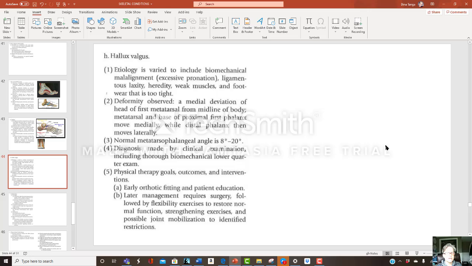Diagnosis made by clinical examination, including thorough biomechanical lower quarter exam. Physical therapy goals, outcomes, and interventions: early orthotic fitting and patient education. Later management requires surgery, followed by flexibility exercises to restore normal function, strengthening exercises, and possible joint mobilization to identify restrictions.